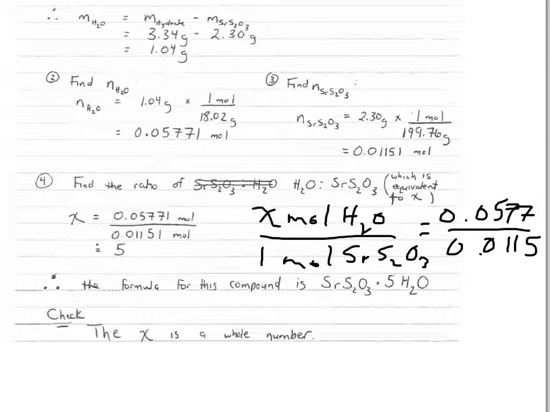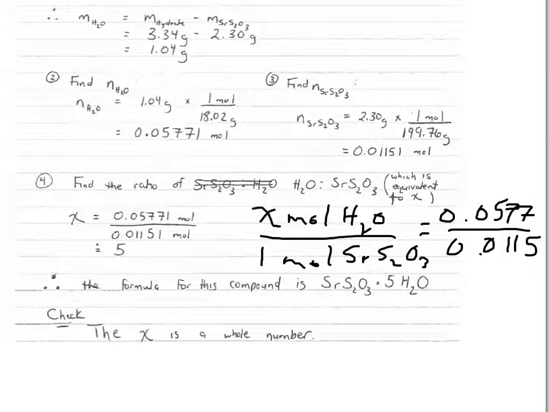A quick check to see if this answer is reasonable: the X is a whole number, and you need that X value to be a whole number, because you can't be talking about portions or parts of a water molecule. It needs to be entire water molecules.